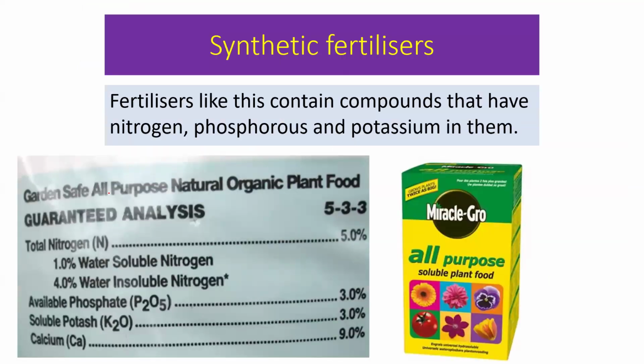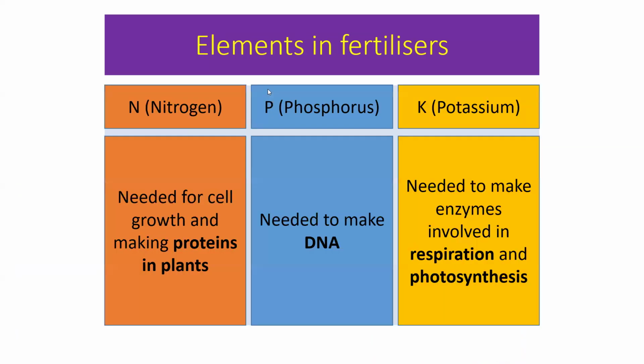Final thing, fertilizers, NPK fertilizers. They have nitrogen, phosphorus and potassium in there, which is our man-made fertilizer. Why do we put them in? Nitrogen is for plant proteins, phosphorus for DNA, and potassium is involved in respiration and photosynthesis.